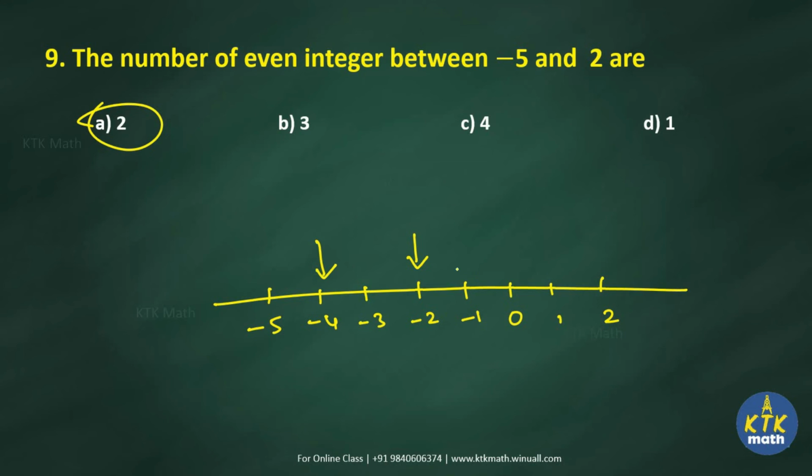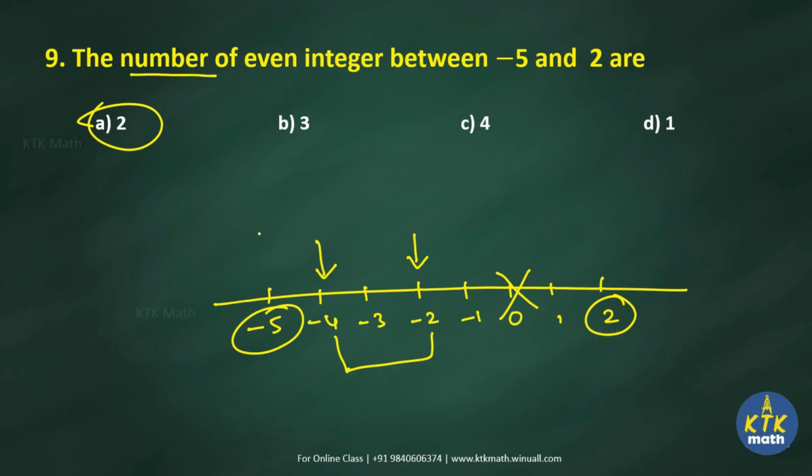Don't consider 0. Some people may consider 0, but don't consider 0 there. Okay, 0 is not an even number. So negative 4 and negative 2, which are only 2 even integers. They are asking only counting. They are not asking what the numbers exactly are. They are asking the number of even integers between. Okay, so between -5 and 2, you are getting only 2 even integers. So that's all with your question number 9.